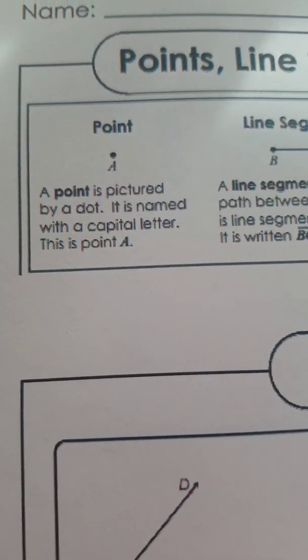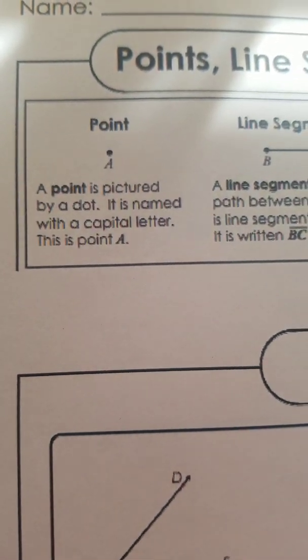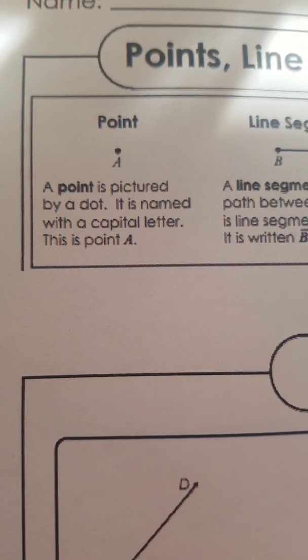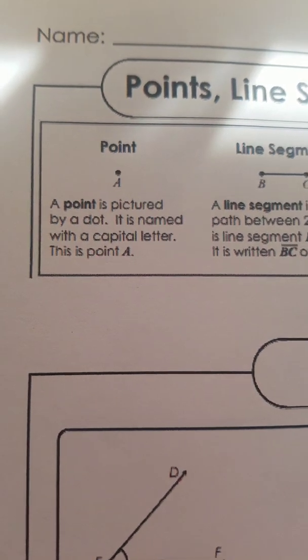It's a point. And a point is pictured by a dot. It's always named with a capital letter. So take a look at that example. That's point A.